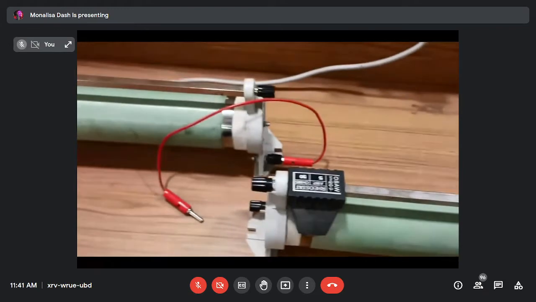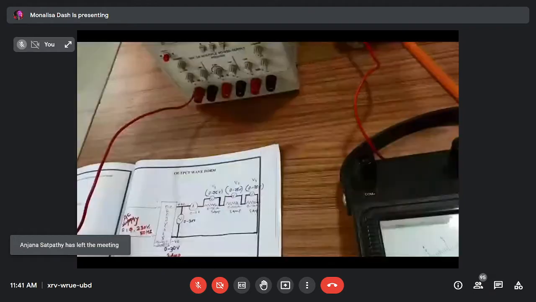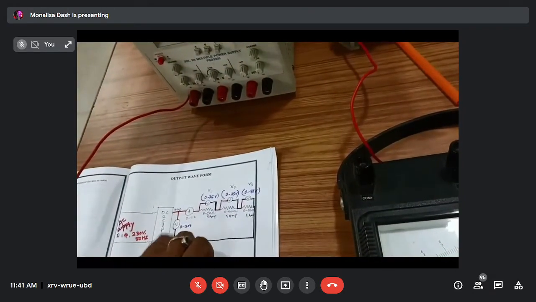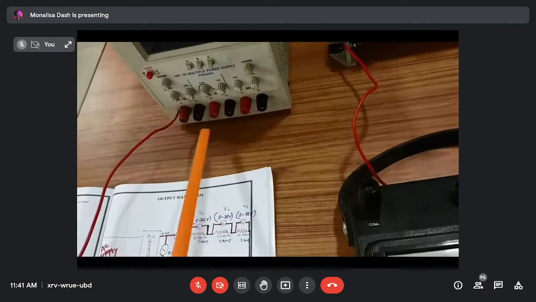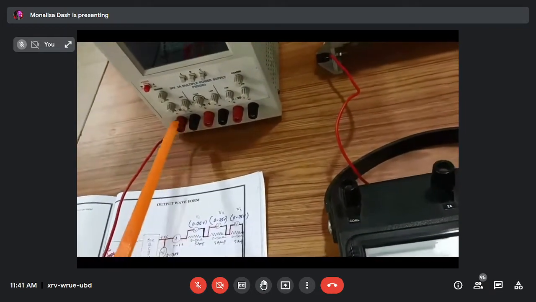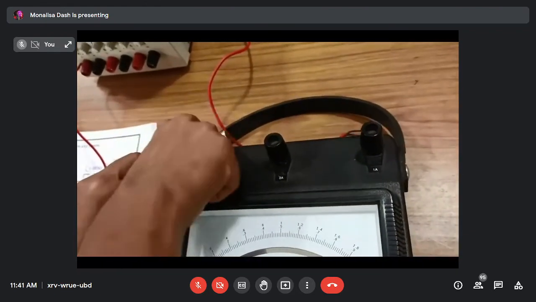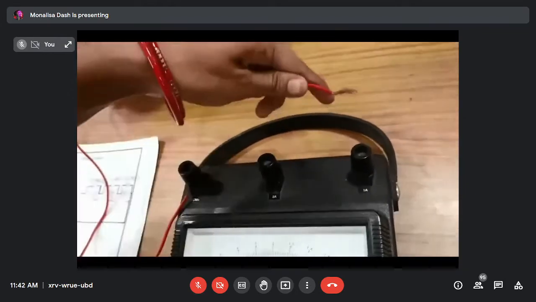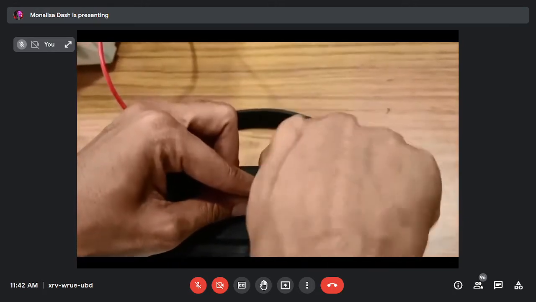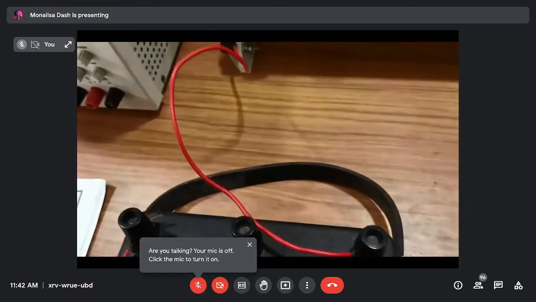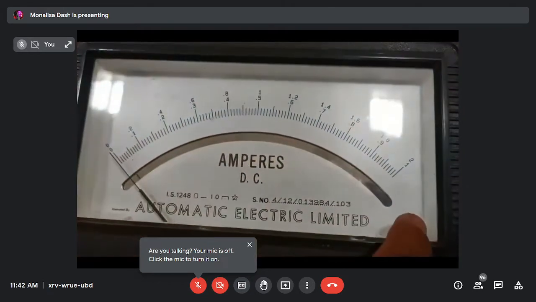Now we will go for the connection. First, we will do the series connection. In the DC regulated power supply, this is positive and this is negative. From positive to the ammeter, common point. First we do series, that's why we take the ammeter of 1 ampere. This is also 2 ampere, but we take 1 ampere, that's why we take the lower scale reading.